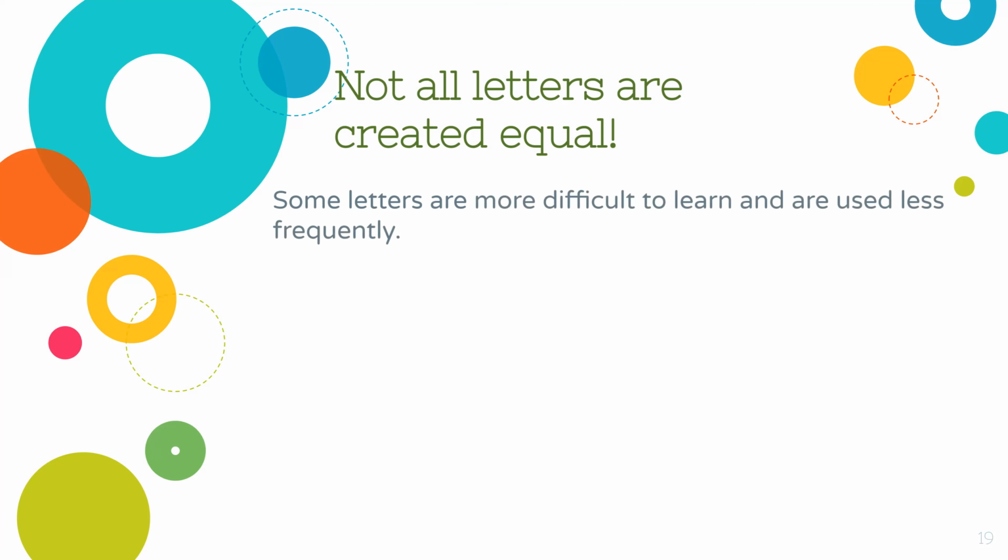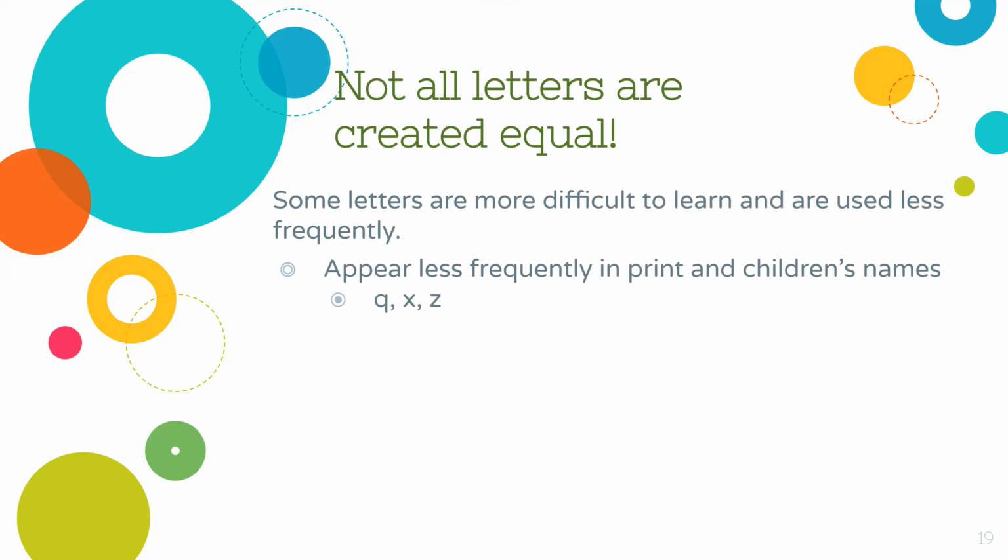Other letters are more difficult to learn and are used less frequently in common words in the English language. They also may appear less frequently in children's names. Letters like Q, X, and Z appear less frequently in print and in children's names. Then there are letters that represent more than one sound. For example, C represents the k sound as in cat, but it also represents the s sound as in circle. G represents the g sound as in go and the j sound as in giant. So these letters represent more than one sound and may be more difficult for children to master.